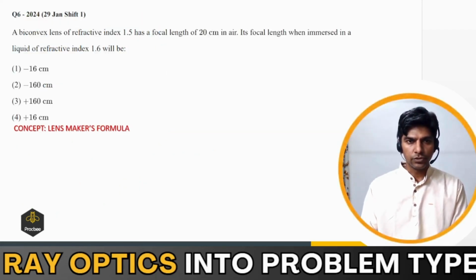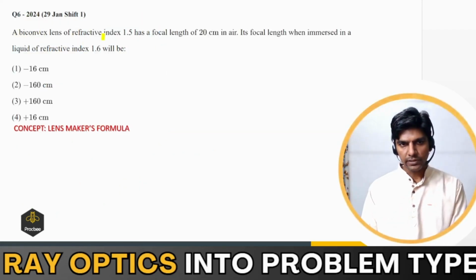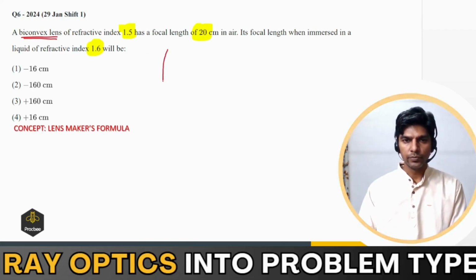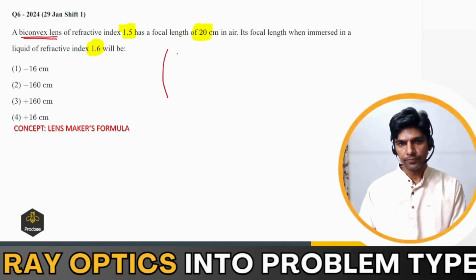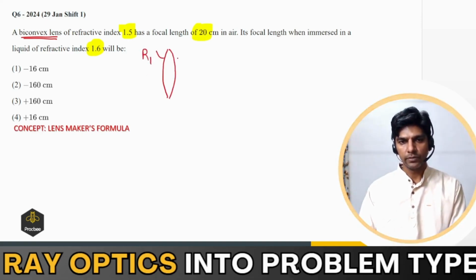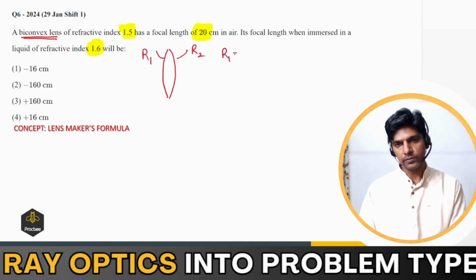Right, so let us see the next question. A biconvex lens of refractive index 1.5 has a focal length of 20 centimeter in air. Find its focal length when immersed in a liquid of refractive index 1.6. So it's a biconvex lens. What is a biconvex lens? One in which both the radii of curvature are equal. So I'm assuming an equiconvex lens. This is R1, this is R2, and R1 is equal to R2.